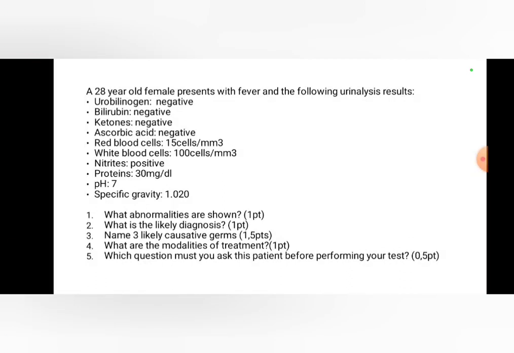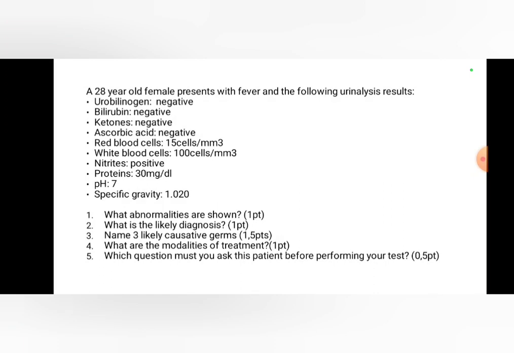Nitrite is positive. The protein is 30 mg per deciliter. The pH is 7. The specific gravity is 1.020. Now, they are asking you what abnormalities are shown. Before I answer the abnormalities shown, I'm just going to explain the different elements of the urine dipstick.